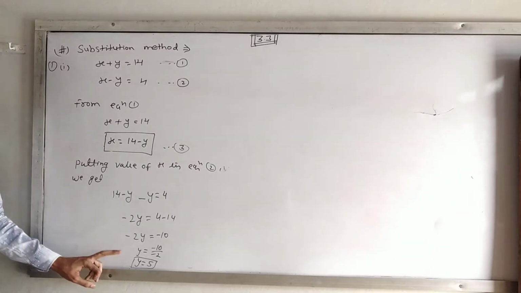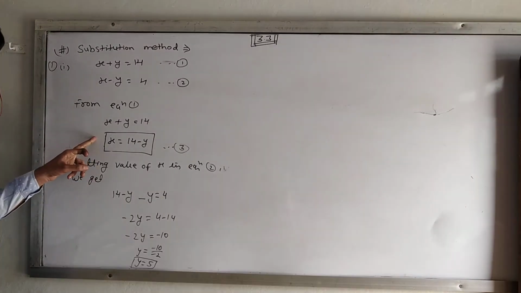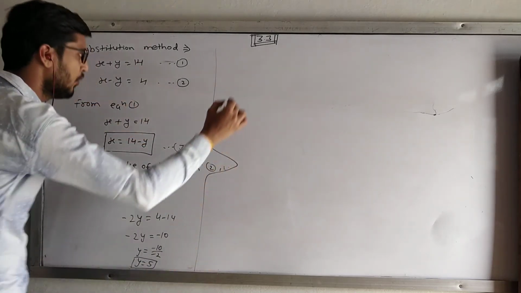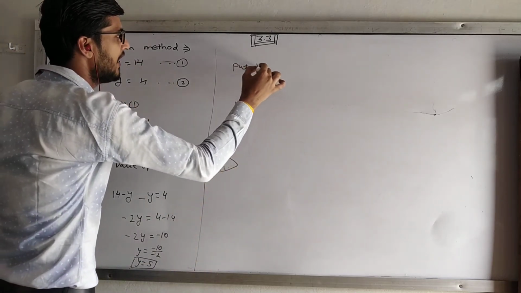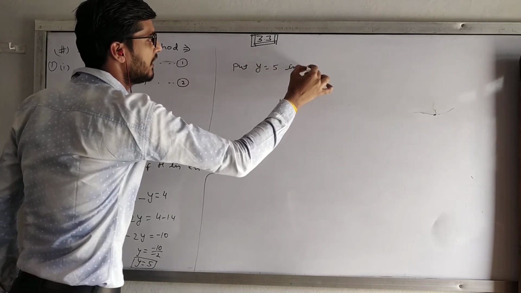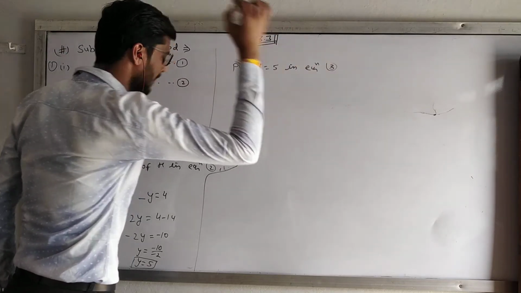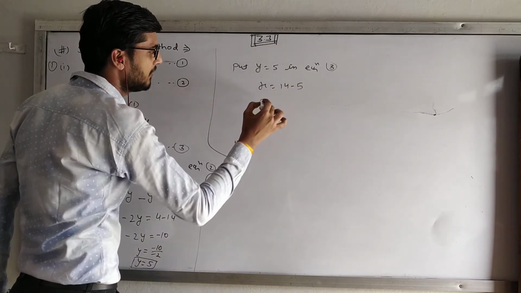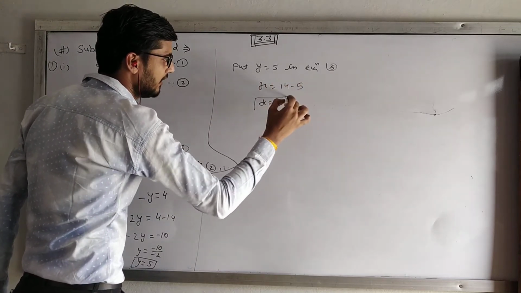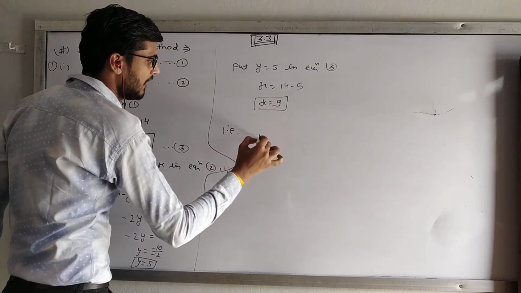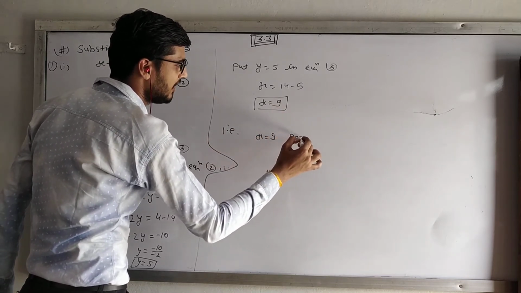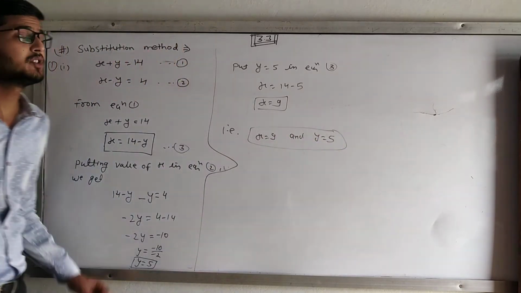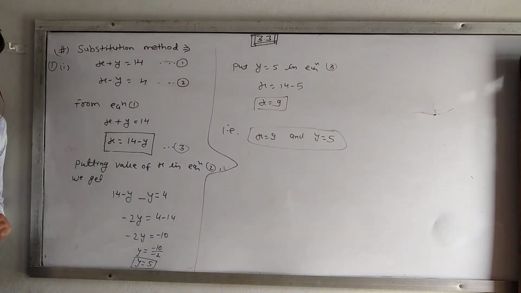This value of y we put in this equation, then we get the value of x. So put y equals 5 in the third equation. So x equals 14 minus 5, which means x equals 9. That is, x equals 9 and y equals 5 is our solution by using the substitution method.